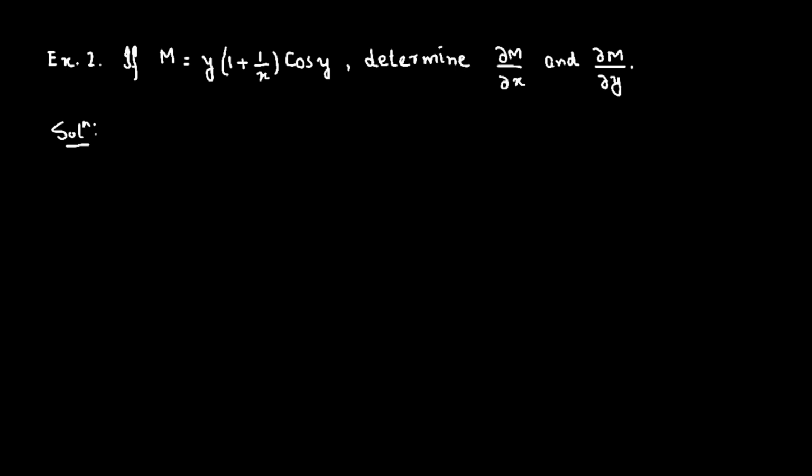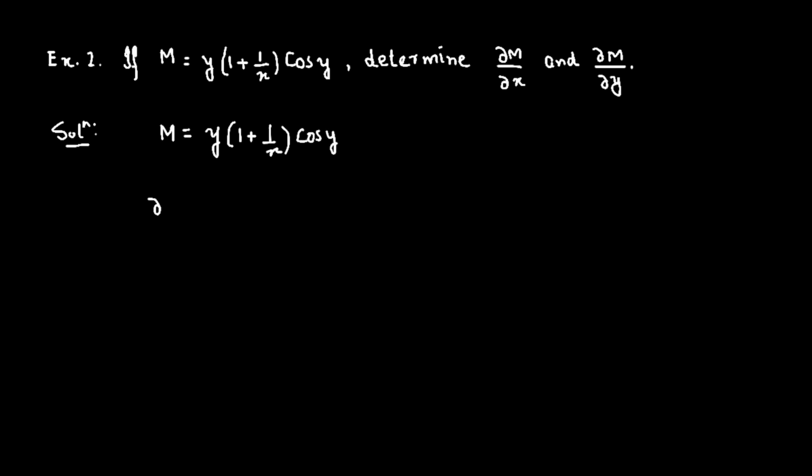Problem number 2. So here we have a function m which is given by m = y(1 + 1/x)cos y. So we need to determine ∂m/∂x and ∂m/∂y. So we consider the function m = y(1 + 1/x)cos y and find the partial of m with respect to x.